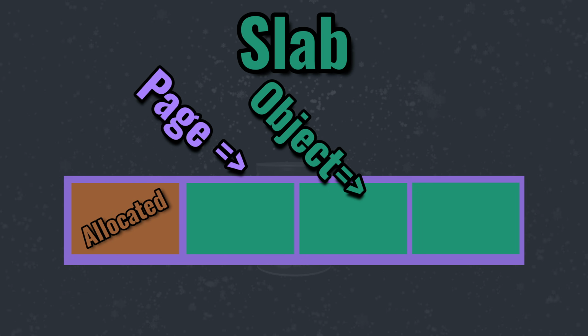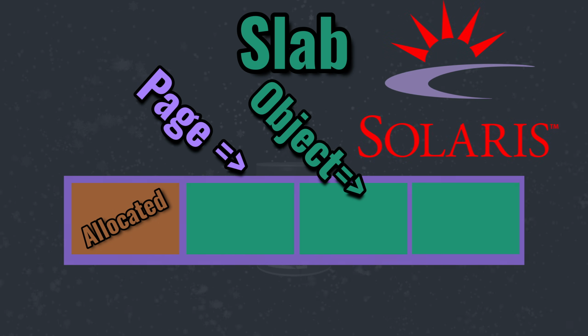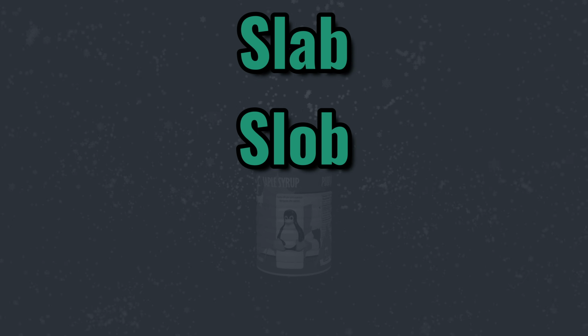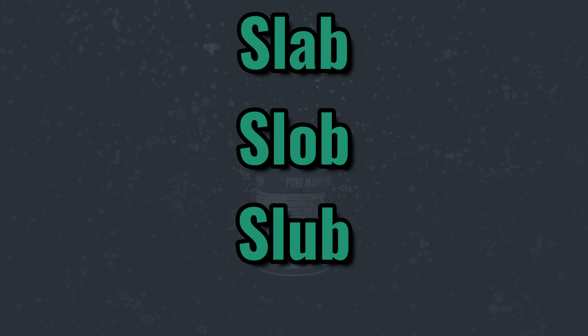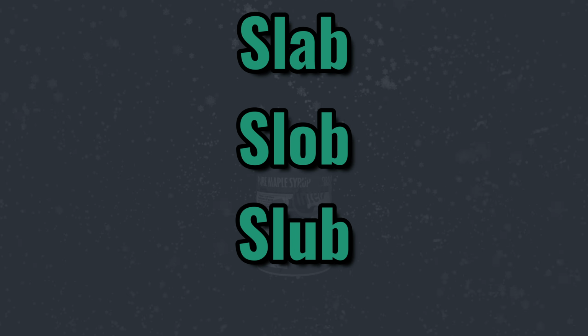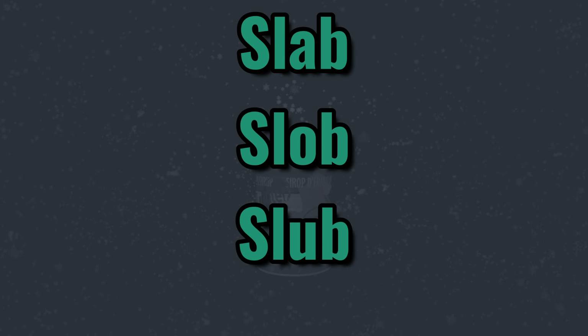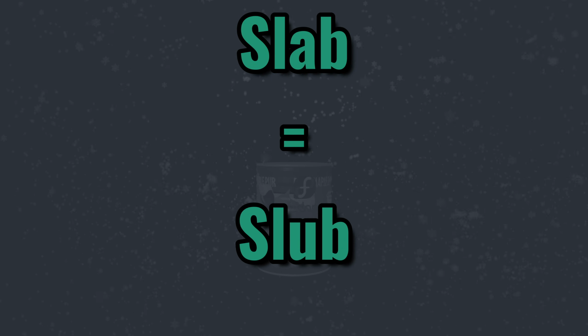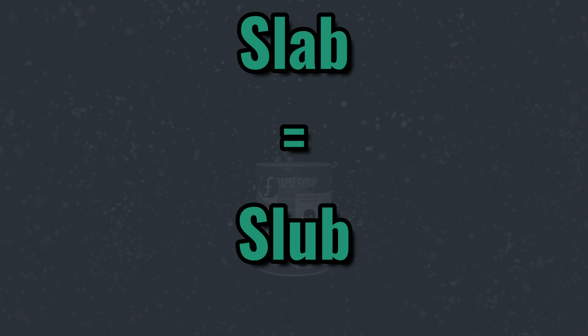Now, this concept was created a long time ago by a guy called Bonwick. Bonwick made it for Solaris, and it was implemented pretty much everywhere in the Unix world. Now, in Linux, there were multiple slab implementations. There was the original slab, there was slob for embedded devices, and there was slub with a U, which is the latest implementation. Now, only one implementation remains, slub. So if ever you hear slab or slub, they're being used interchangeably because there's no other slab implementation than slub.